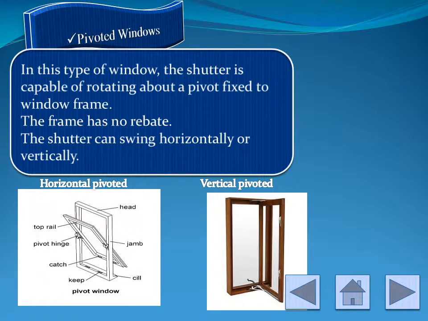We have the pivoted windows. In this type of window, the shutter is capable of rotating around a pivot fixed to the window frame. The frame has no rebate. The shutter can swing horizontally or vertically. As you can see in the diagram, it can be up and it can be down.